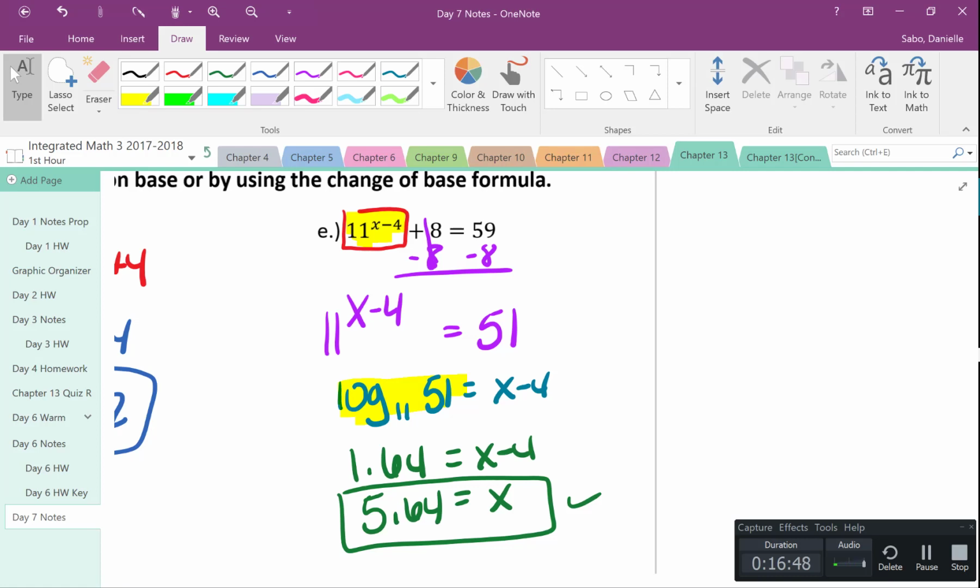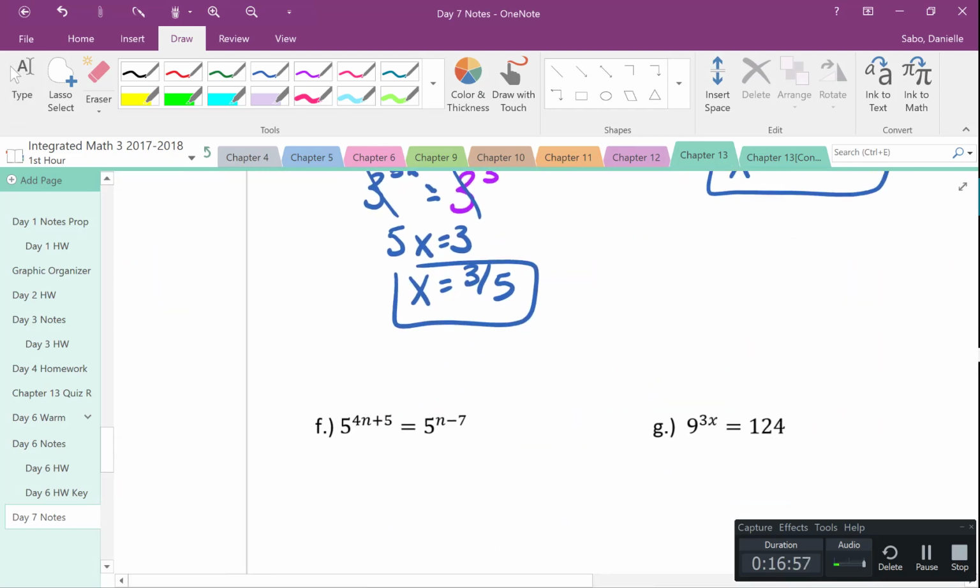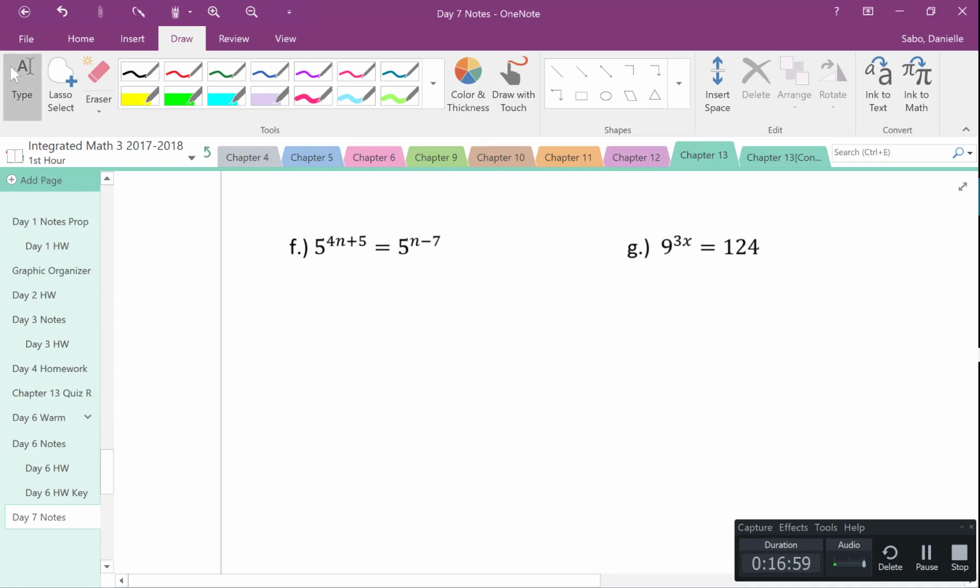F should be super fun. Go ahead and do it because that's review. You have the same base. You don't have to do anything here. You have both of them with a base of 5. That should be like your favorite type of problem. So these should be gone. Go ahead and solve that.